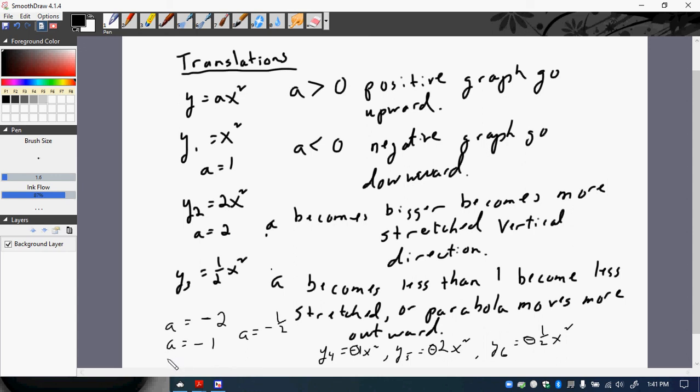So negative a causes the parabola to move downward.